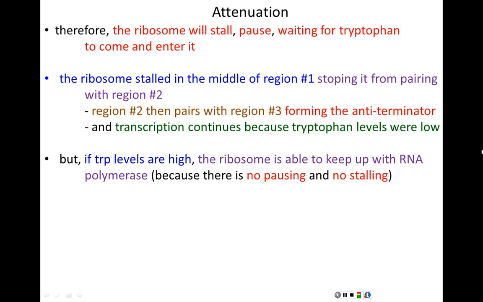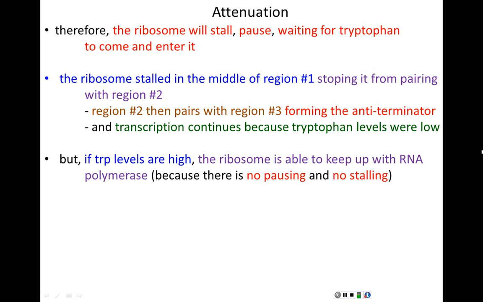If tryptophan levels are high, what's going to happen? Well, region 1 is going to come out of the RNA polymerase. The ribosome is going to latch onto it, but because tryptophan levels are high, the ribosome is going to blow right through that region 1.